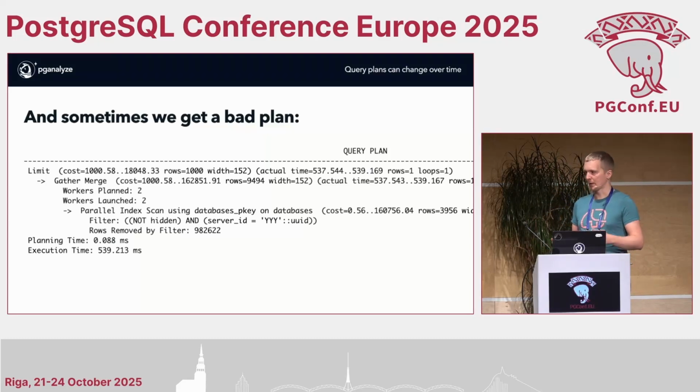And this can happen without you changing anything. It can just be statistics changing, maybe a different customer ID being input into the query. And so that's why we care about knowing when plans change and plans regress.